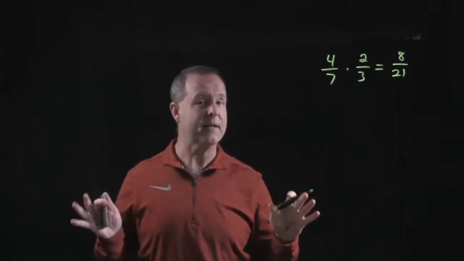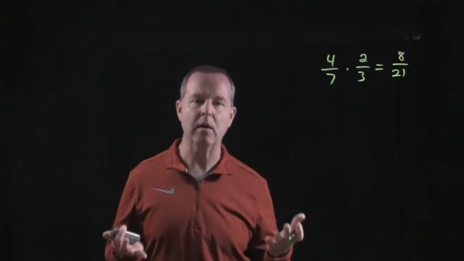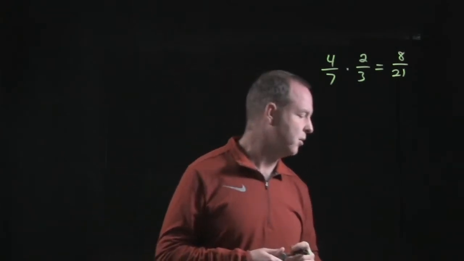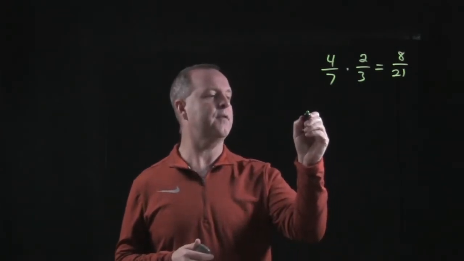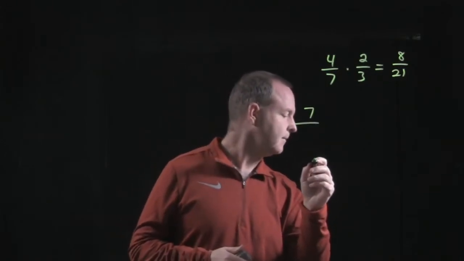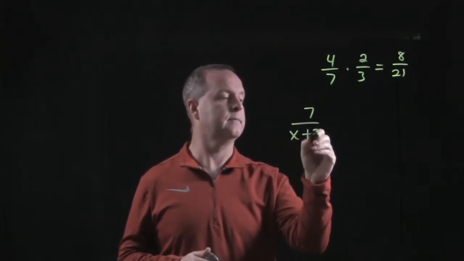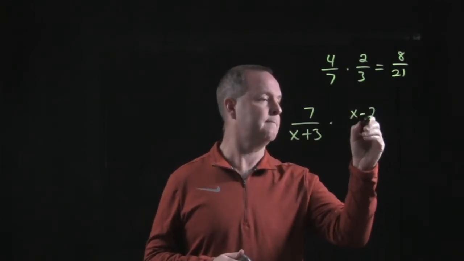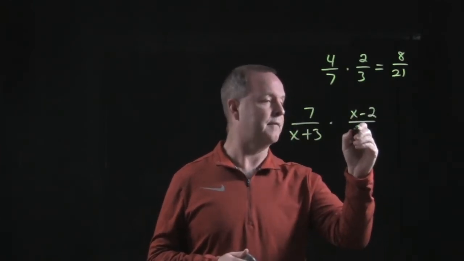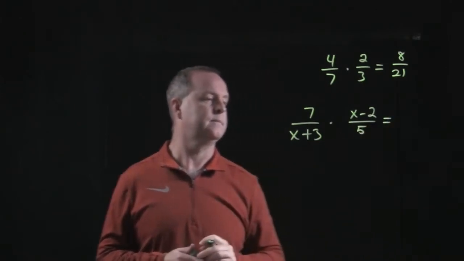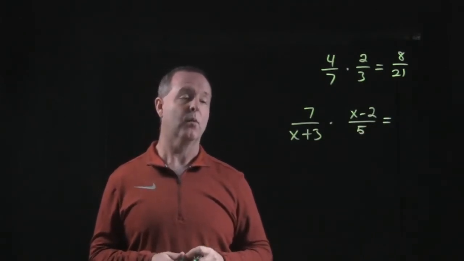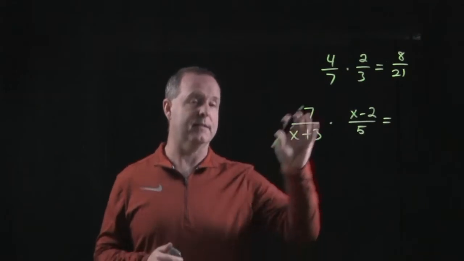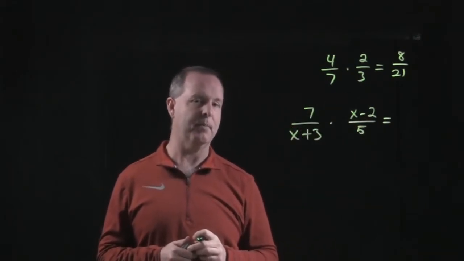So in this section, we're looking at the exact same idea, but with polynomials, with rational expressions, where polynomials are at. So let's say, for example, we have 7 over x plus 3, and we're going to multiply that by x minus 2 all over 5. What's that going to equal? Well, the same idea. We multiply the top times the top, bottom times the bottom.